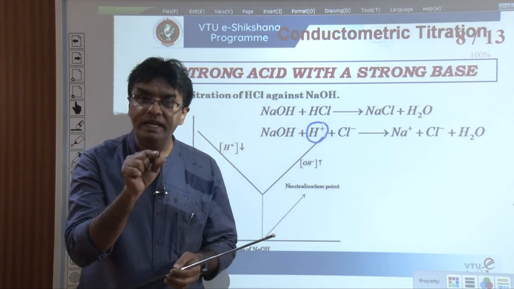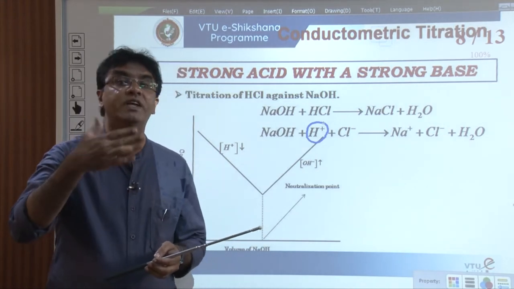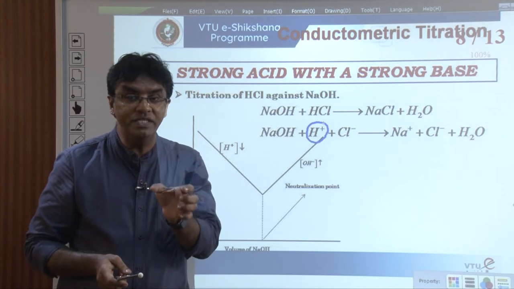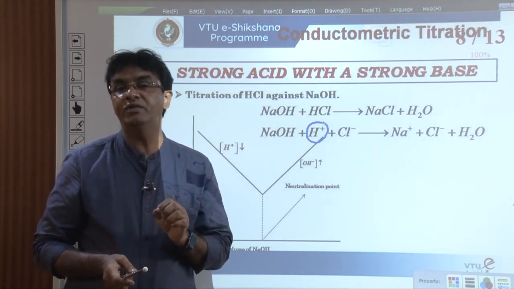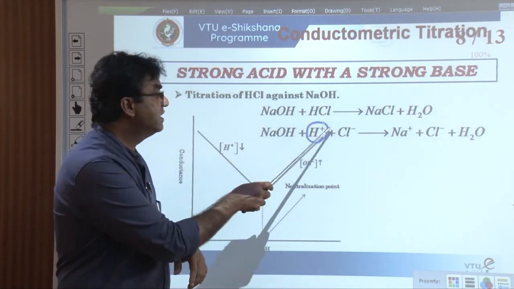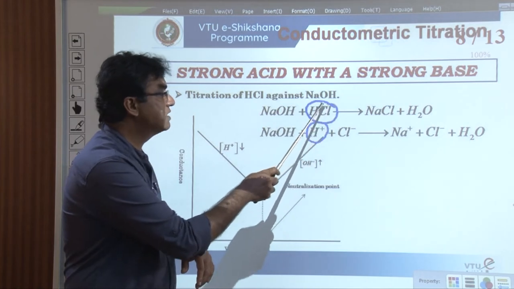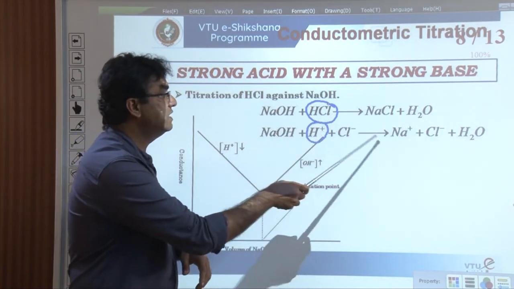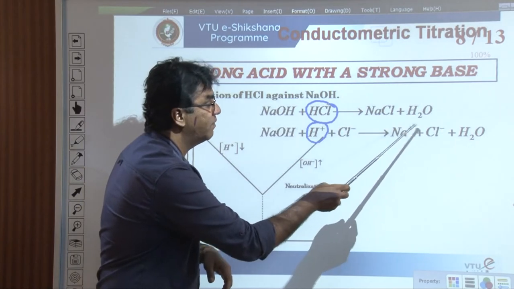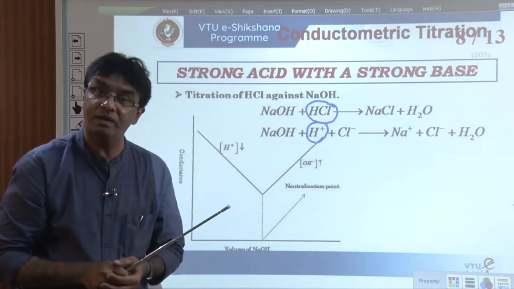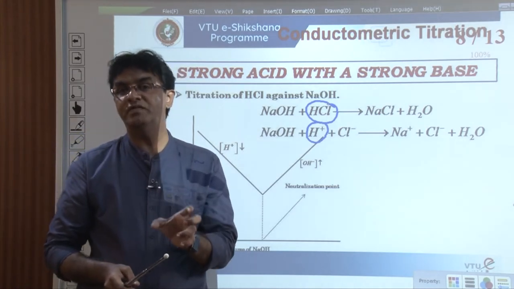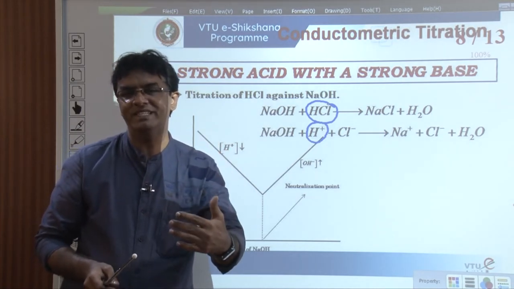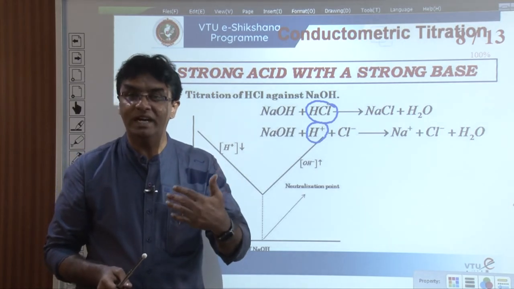That's the reason when you dip the conductivity cell into the HCl solution in the beginning, you observe higher conductivity, say 18 Siemens per meter. Now you add 0.5 ml of NaOH into the beaker. NaOH neutralizes some of the HCl into NaCl and H2O. NaCl is present as Na+ and Cl- along with H2O. Thereby some of the H+ ions are neutralized, decreasing their concentration. When the number of H+ ions decreases, naturally conductivity also decreases.